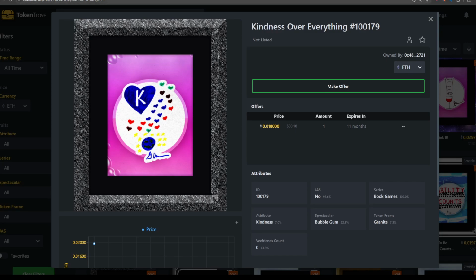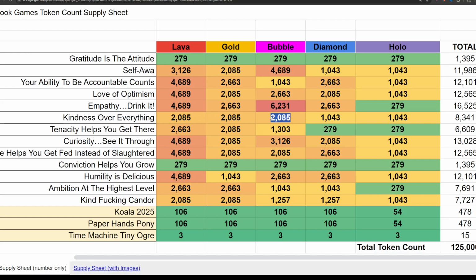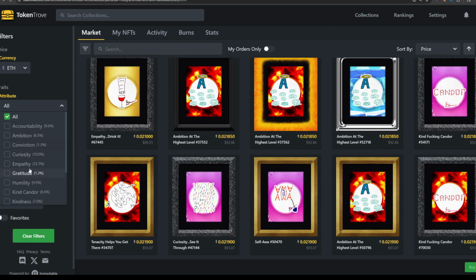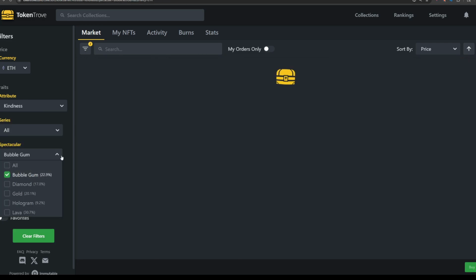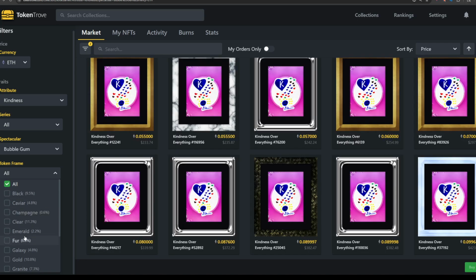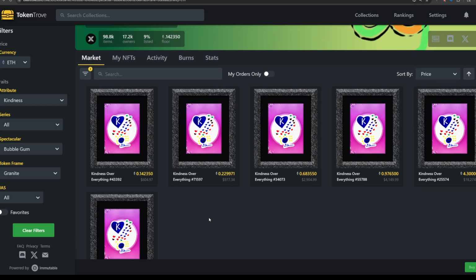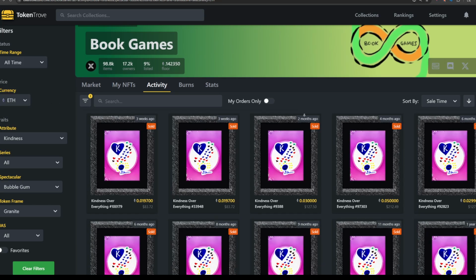Kindness Bubblegum Granite. Oh, interesting. Huh. Wonder what the total outstanding is.